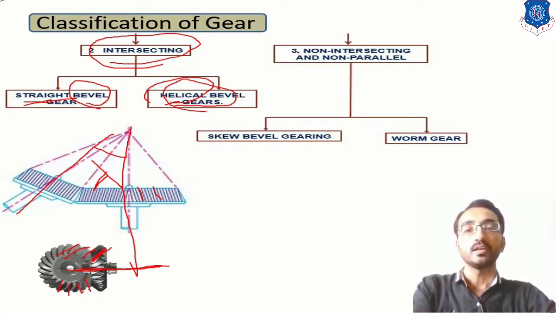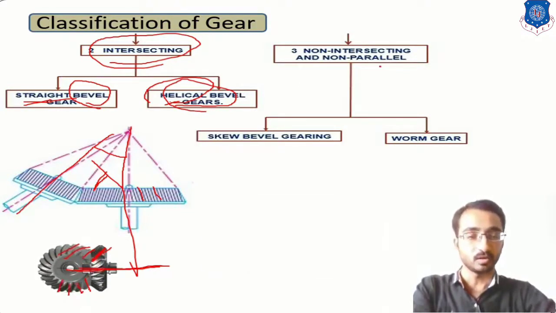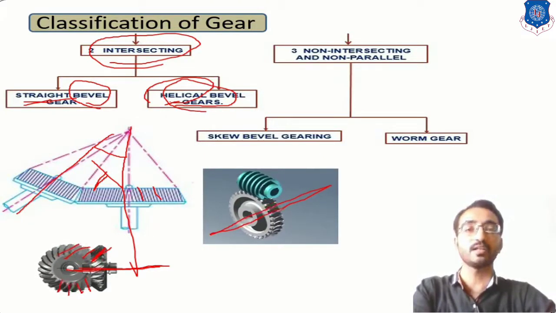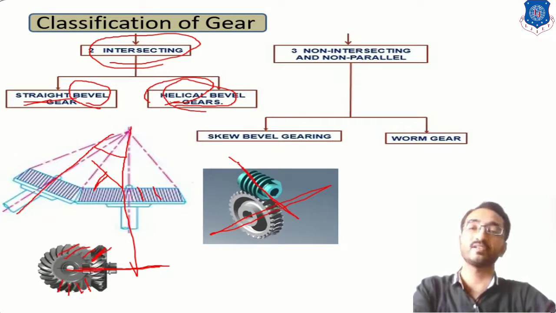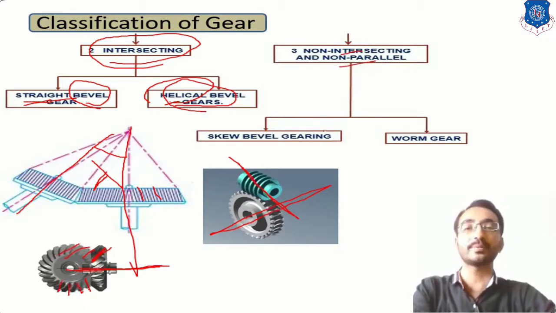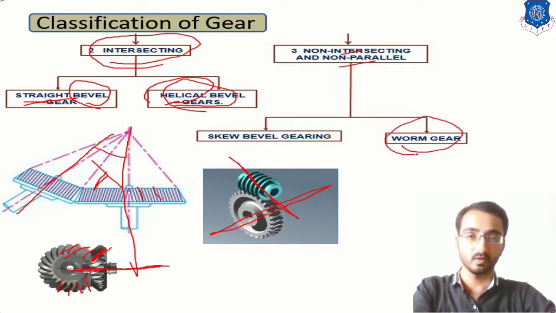Now if these axes are non-intersecting and non-parallel, for example like this arrangement, the first axis let's consider horizontal, and the other axis is again horizontal, but these axes are not intersecting with each other. So in a way we can say it is a non-intersecting and non-parallel arrangement. For this type of arrangement, we have to use a worm gear arrangement.